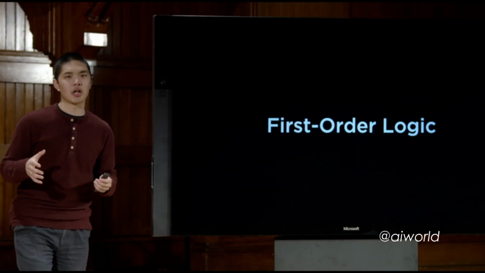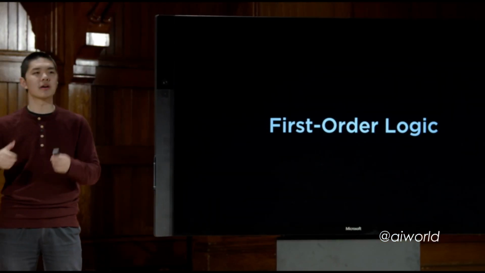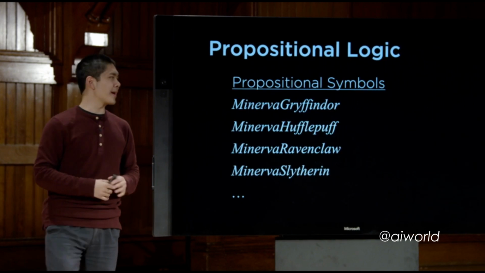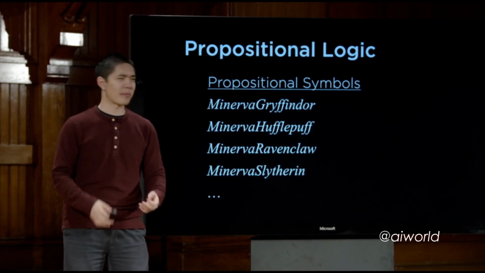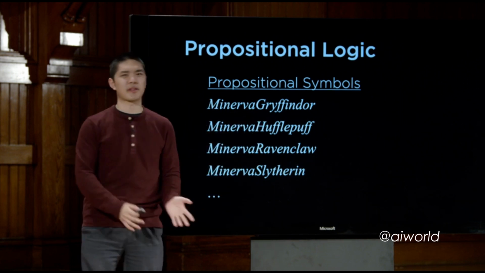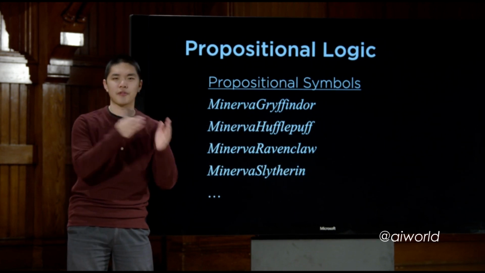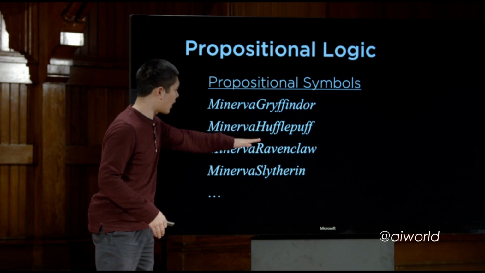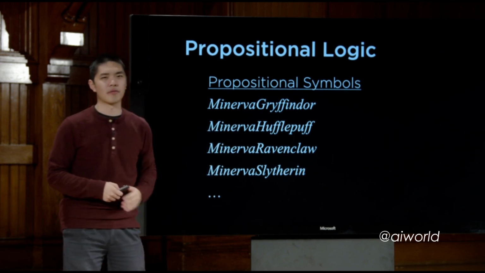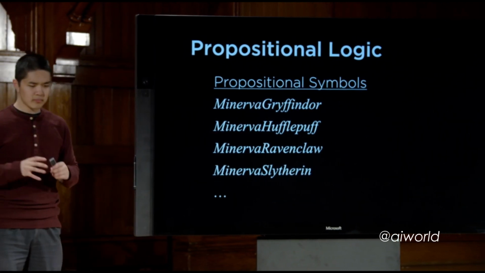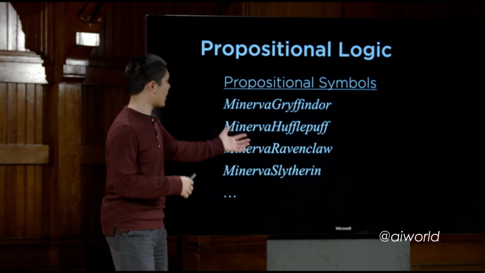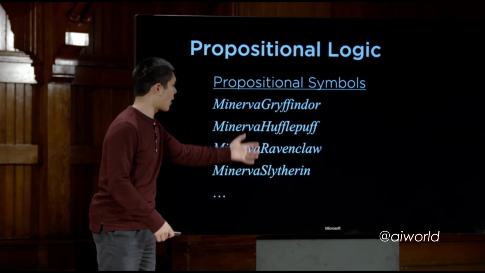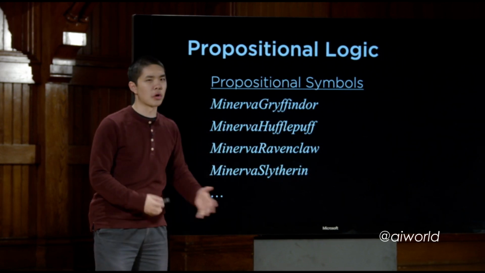In propositional logic, if we think back to that puzzle with the people in the Hogwarts houses, we had a whole bunch of symbols, and every symbol could only be true or false, right? We had a symbol for Minerva Gryffindor, which was either true if Minerva was in Gryffindor and false otherwise, and likewise for Minerva Hufflepuff and Minerva Ravenclaw and Minerva Slytherin, and so forth. But this was starting to get quite redundant, that we wanted some way to be able to express that there's a relationship between these propositional symbols, that Minerva shows up in all of them.